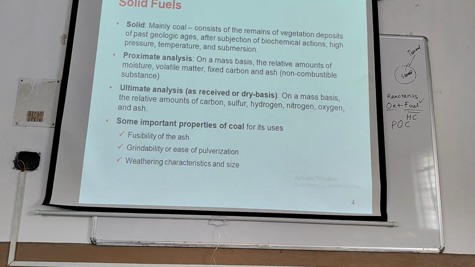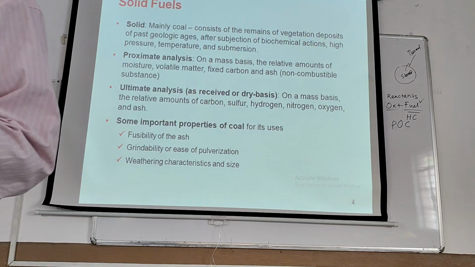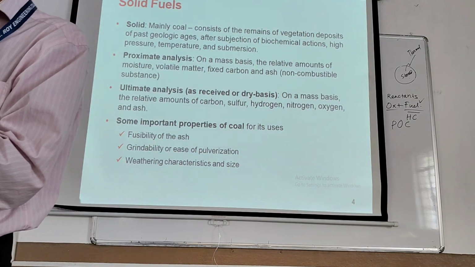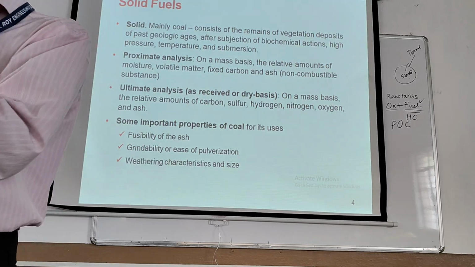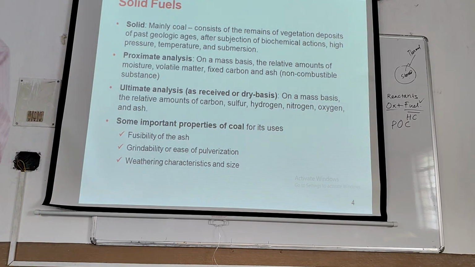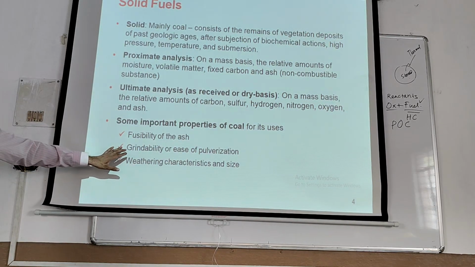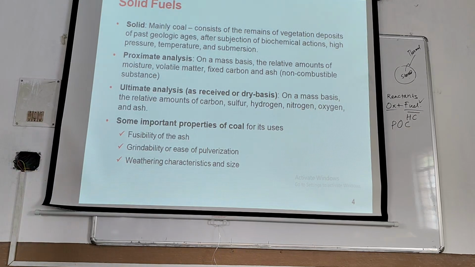So you expected some amount of thermal energy from that amount of coal, say for example 1 kg of coal, but because of the inefficiency of the combustion, all the coal will not take part in the combustion, and therefore some will remain unburned. So grindability, or ease of pulverization, is very important.